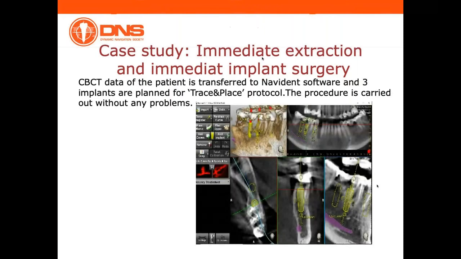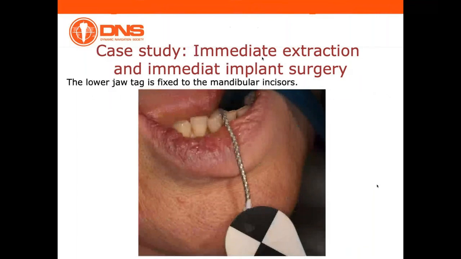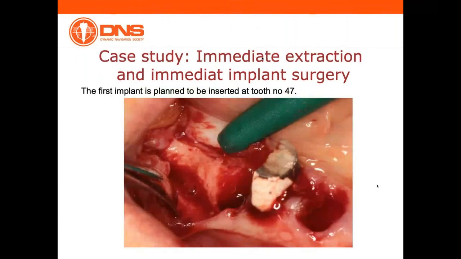So I made a treatment plan. It was a Cone Beam CT data of the patient transferred to Navident software. And I planned three implants. I used the trace and place protocol. The procedure was carried out without any problems, and you can see perhaps the position of the implants here. The lower jaw tag is fixed to the mandibular incisors. The first implant is planned to be inserted at number 47. So that was not an immediate implantation case. The region was already healed, so I was very safe with that.